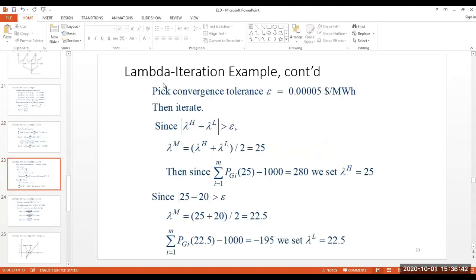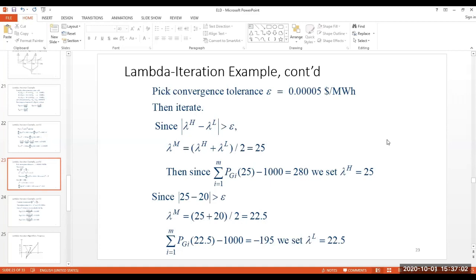Okay, so for this problem, I have actually used a very small epsilon to have a good solution, good convergence. So picking this epsilon, we start the iteration. So we check this.